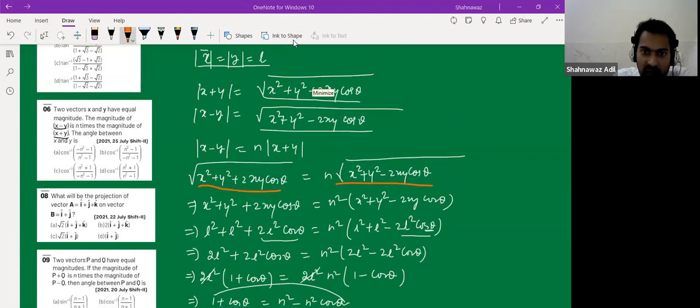Cos theta square. Why would we square cos theta, Tariq? Because the magnitude is not the cos square theta, right? Right, Tariq. So for the addition, this is the magnitude, and for the subtraction, this is the magnitude, right?